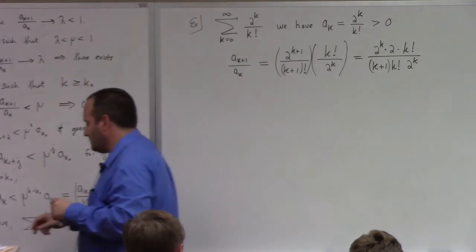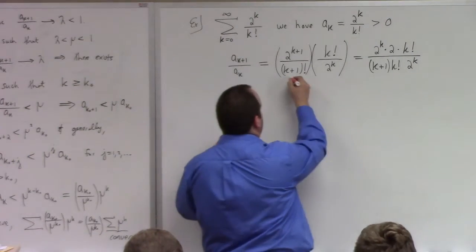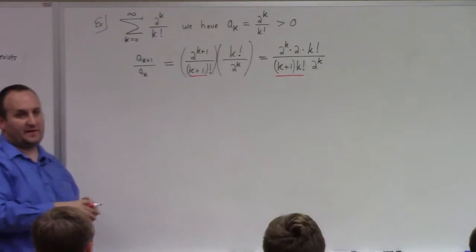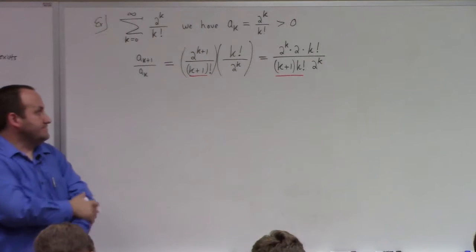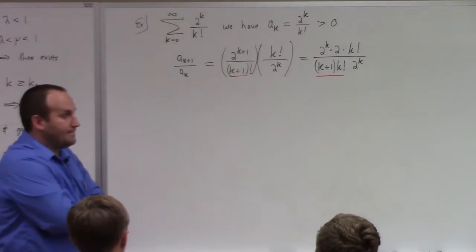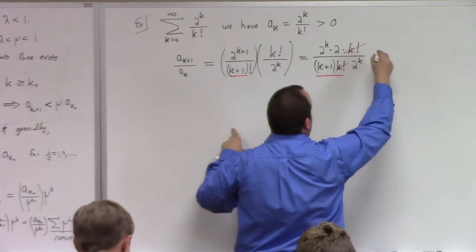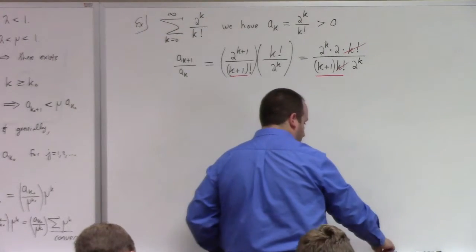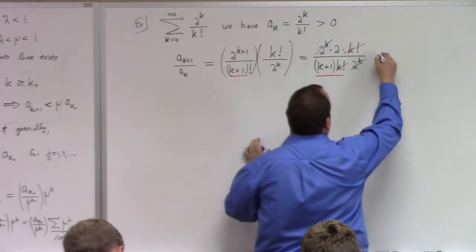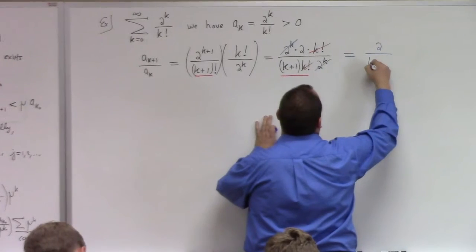We get some cancellations, all right? So, again, this is an identity for the factorial function, right? In fact, that's how I define the factorial. k plus 1 factorial is k plus 1 times k factorial, right? Anyway, so you see what cancels? This guy and that guy, right? And also this one and that one. What are we left with? 2 over k plus 1.